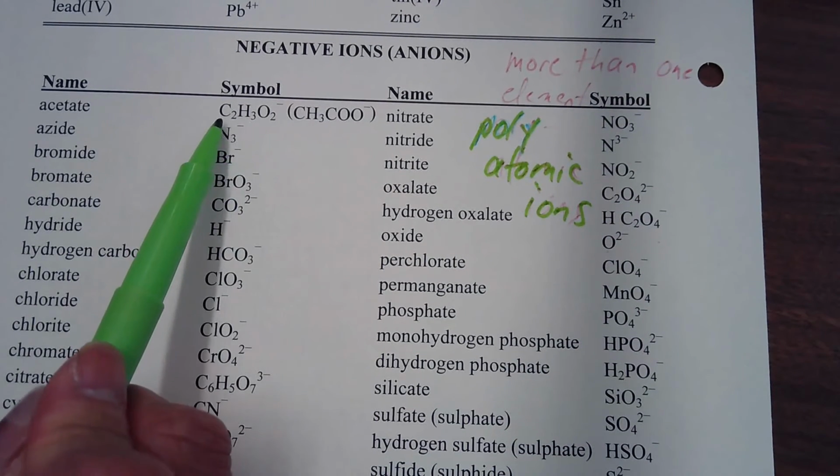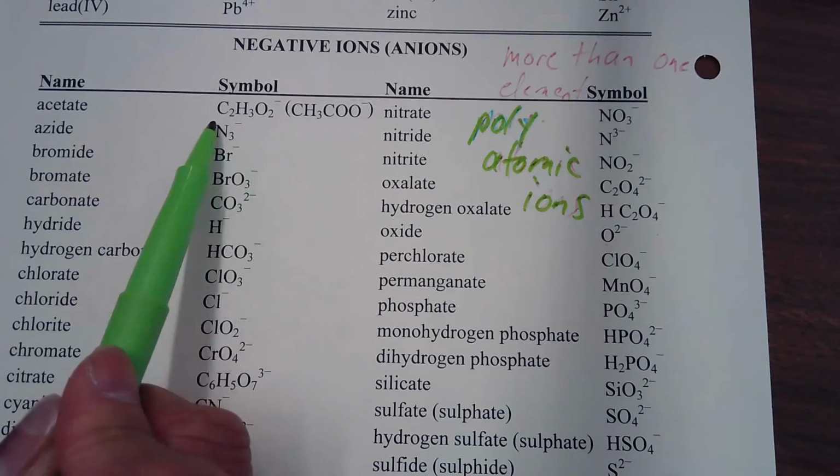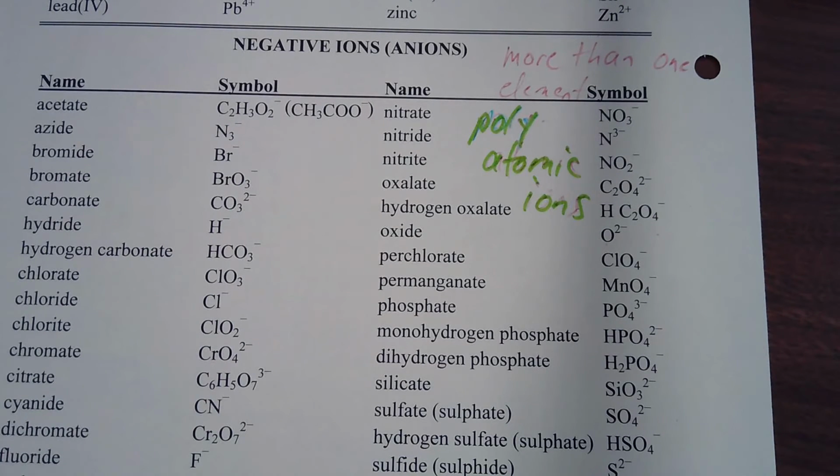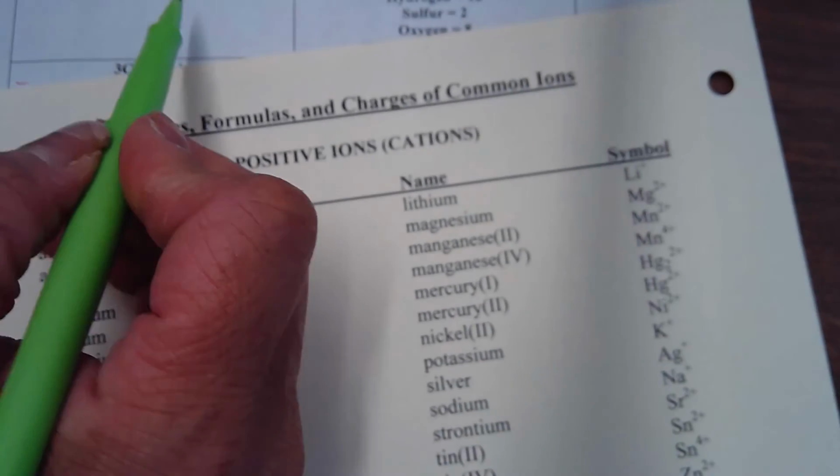Let's take a look here. You see this? Acetate. It has C, H, and O. Got 3 different elements, okay? So it's more than one element. It's called the polyatomic. If it is 2, you call it diatomic, right? These are polyatomic.